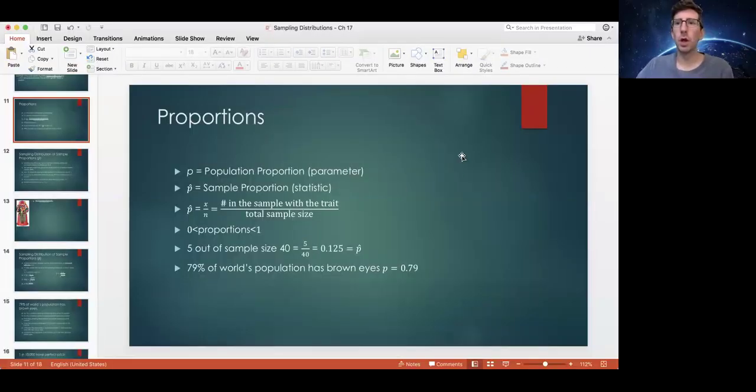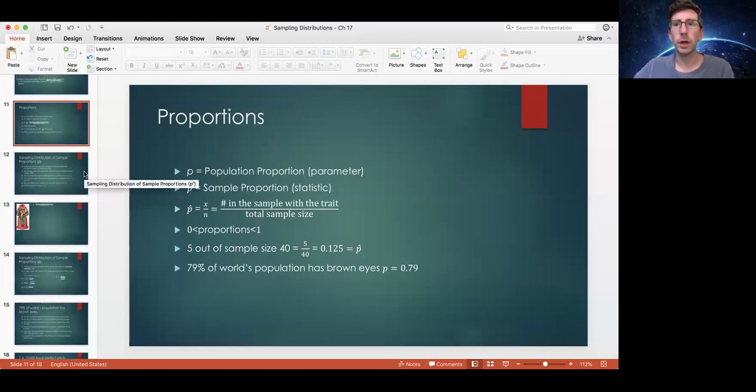Welcome back, everybody. We are still in chapter 17, talking about sampling distributions. In our last video, we looked at an example of a sampling distribution of a sample mean. We answered a question about the probability that our sample mean would be less than something or between a certain interval.